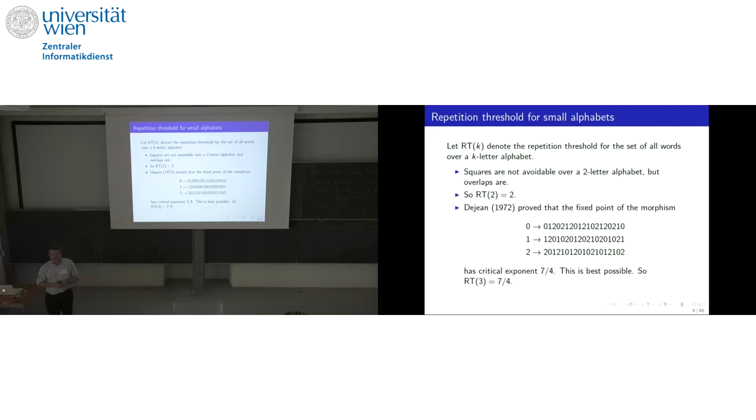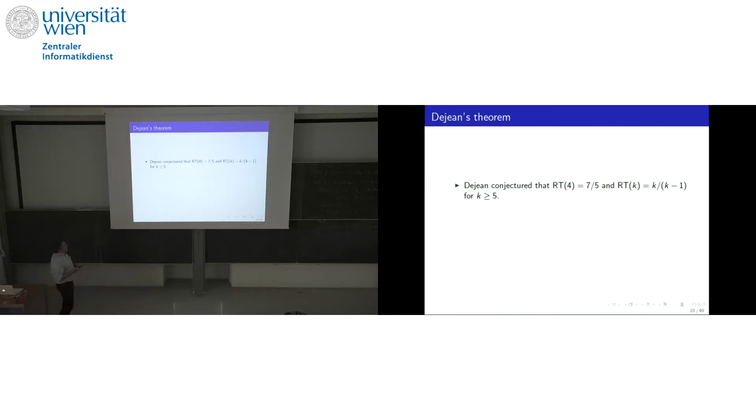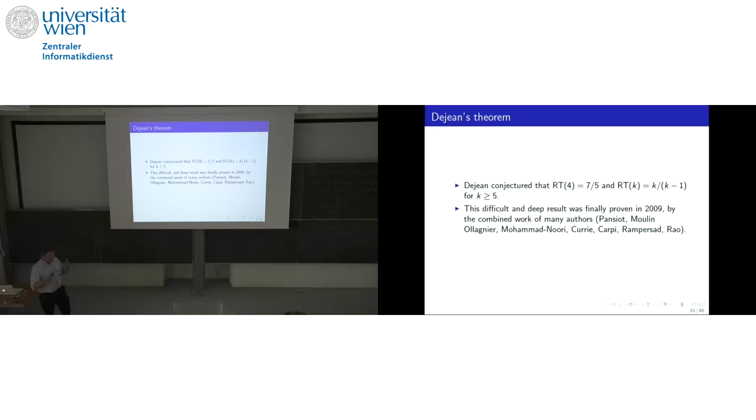Okay, so Dejean conjectured in the same paper that the repetition threshold for four letters was 7/5, and then after that, these are some exceptional cases at the beginning, after that the repetition threshold was k over k minus 1 for k greater than or equal to 5, and this was called Dejean's conjecture and now Dejean's theorem, and so this was finally proven in 2009 by the combined efforts of many different people. I hope I haven't left out anybody too important here, but Pansiot, Moulin-Ollagnier, Mohammad-Noori, Currie, Carpi, Rampersad, and Rao put together all their results, and you have a proof of Dejean's theorem.